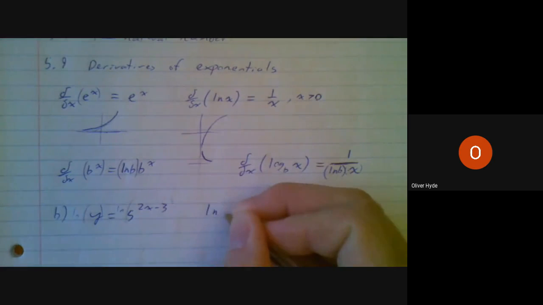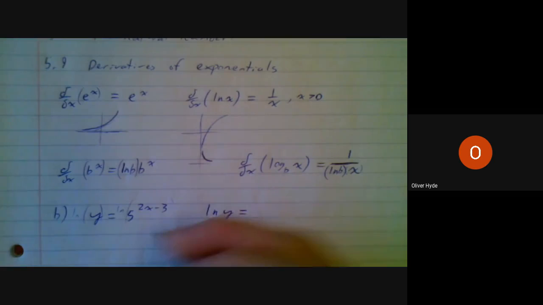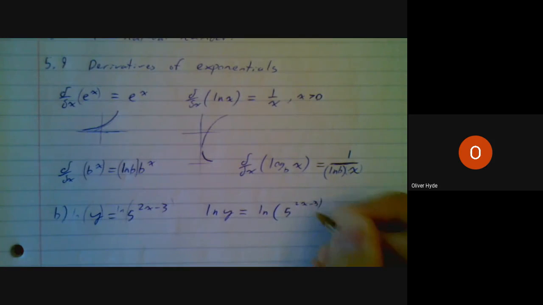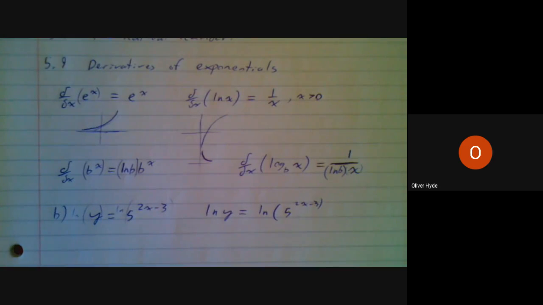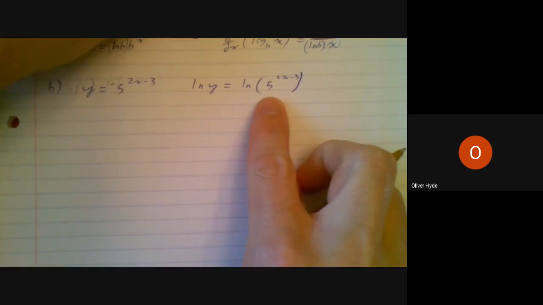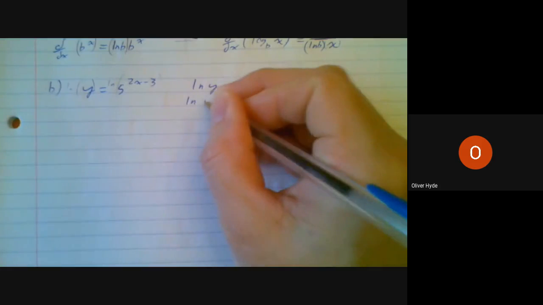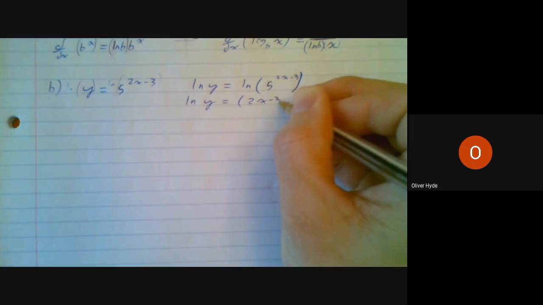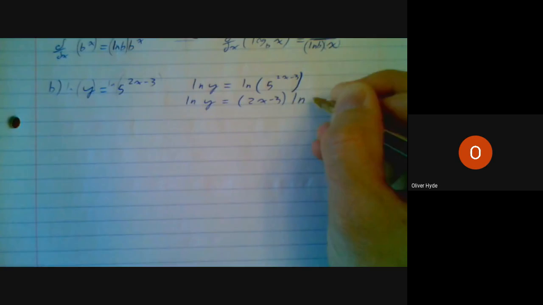That'll give me the natural logarithm of y is going to be equal to the natural logarithm of 5 to the exponent 2x minus 3. And now I have a property that I can use. I have the power of a power. So I'm going to keep my base and multiply these exponents together. Be careful here, your exponent is polynomial. It will need to be surrounded in parentheses.